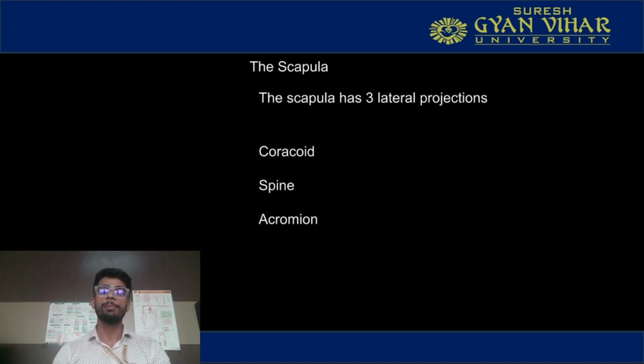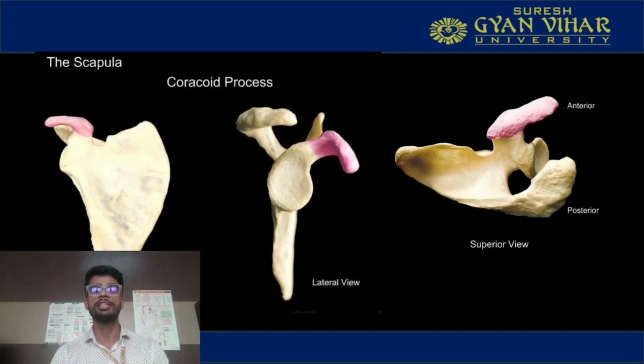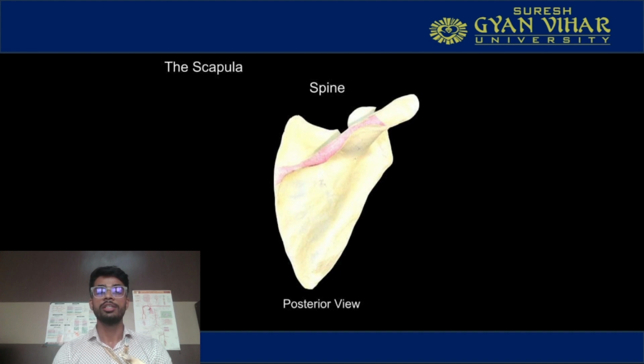Now the scapula also has three lateral projections. Which are those lateral projections? First is the coracoid process. This projection that you can see anteriorly is the coracoid process. As you can see in the diagram also, this is the coracoid process, which is present anterior to this glenoid cavity.